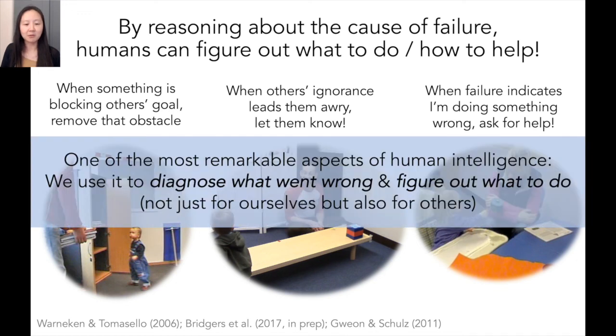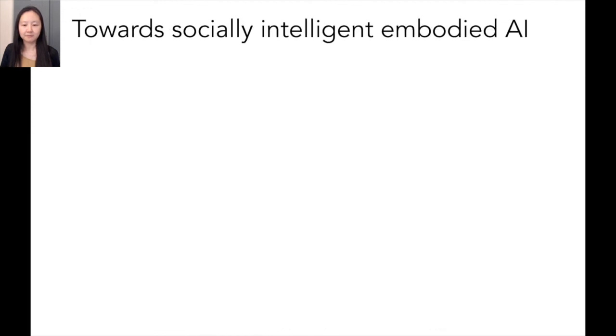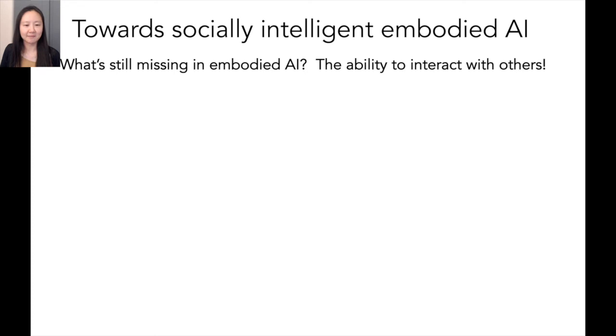One of the most remarkable aspects of human intelligence is that we use our own failures and our own intelligence in order to diagnose what went wrong, and we try to figure out what to do, not just for ourselves, but also for others. There's been a lot of progress in trying to make machines that are able to navigate the world, manipulate objects, and make sense of sensory input. But what's still missing in embodied AI, I would say, is the ability to interact with other people. This is especially important for building agents that can perform real-world tasks in real-world environments with real people.